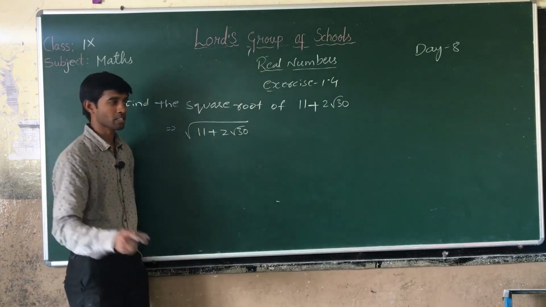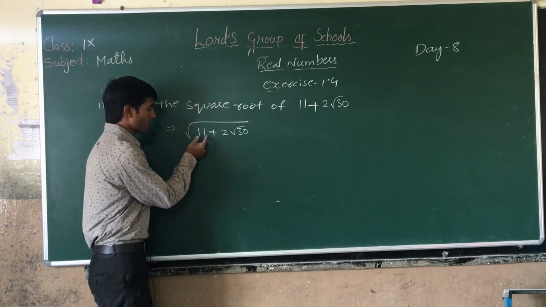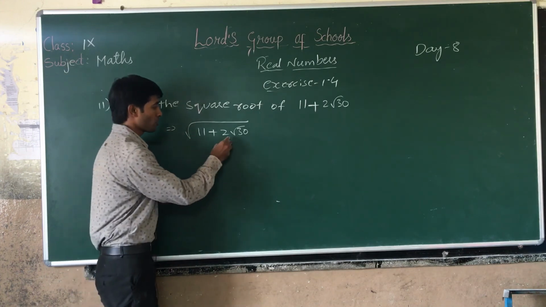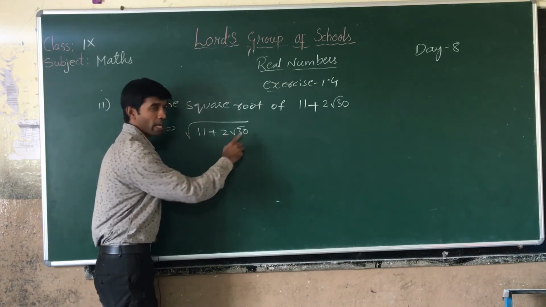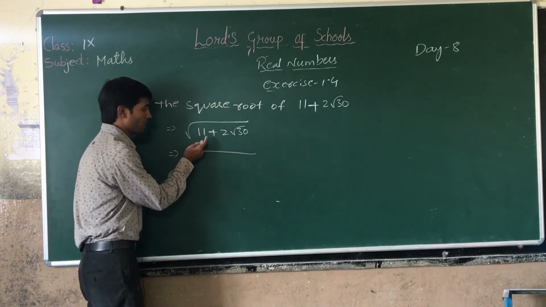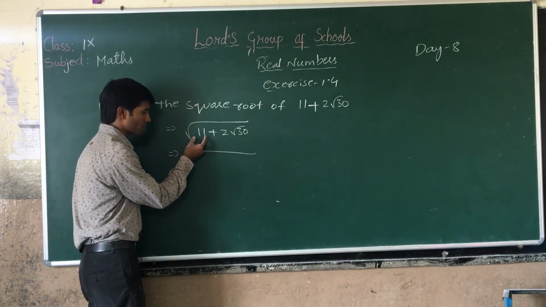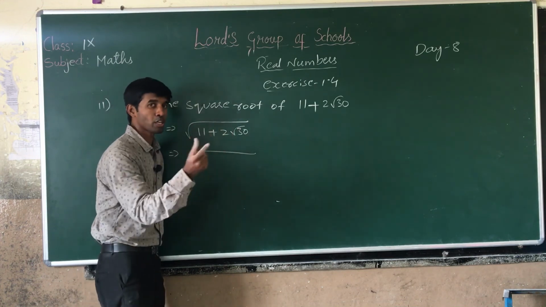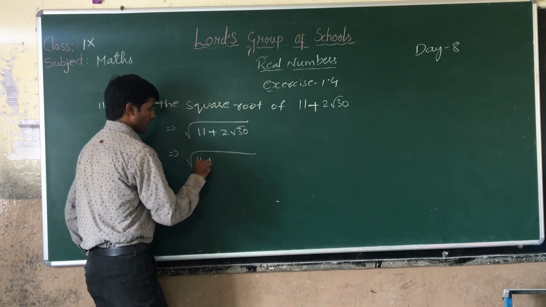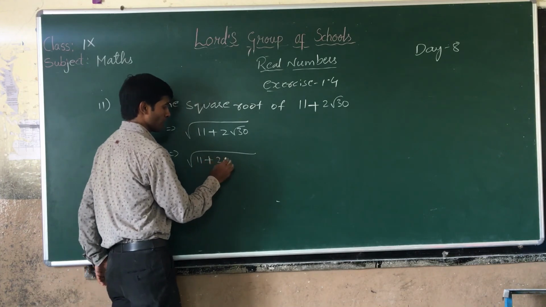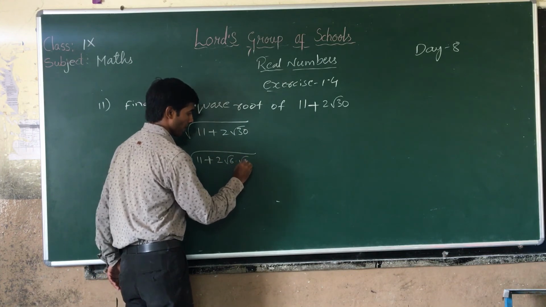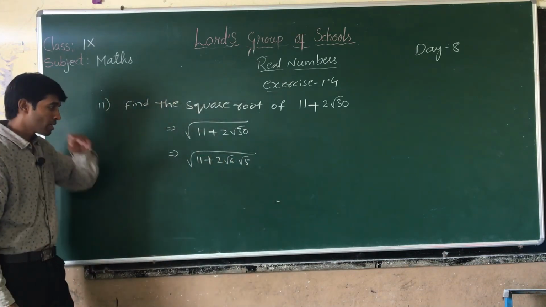Now I will tell you one condition here. This 11 should be written as the sum of two numbers, that will become a square and b square. Now this 2 root 30 means 2 root a into b. Let us see how I am doing it here. 11 can be written as the sum of two numbers. This 30 should be written as the product of the same two numbers. First of all, I am writing 11 plus 2 into root 30 as root 6 into root 5. Root 6 into root 5 is root 30.